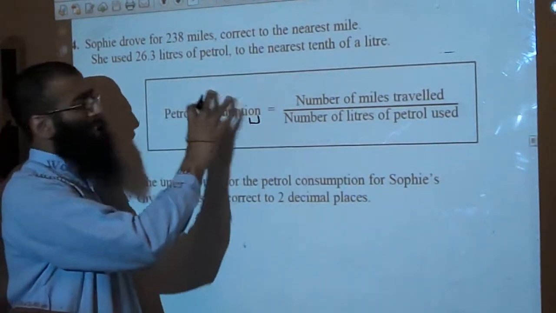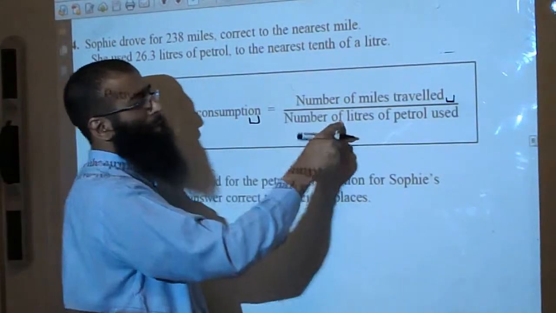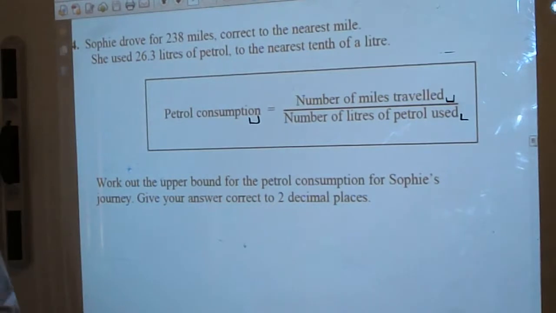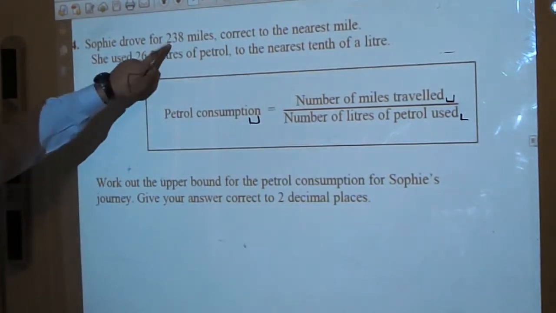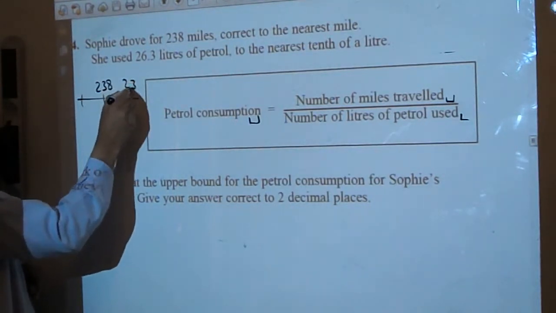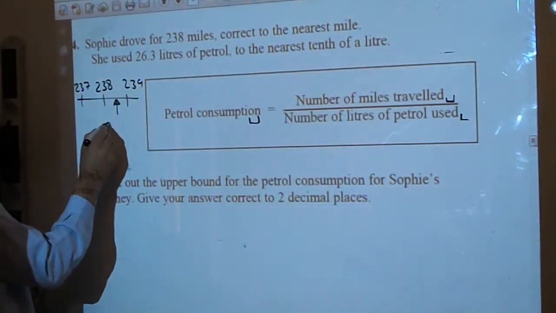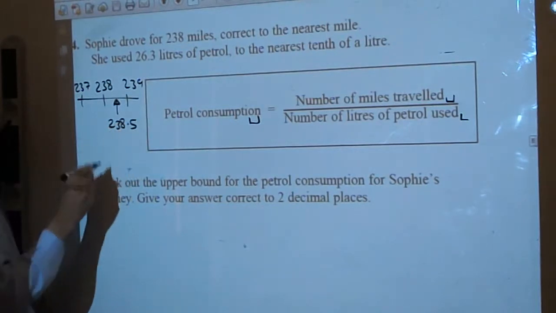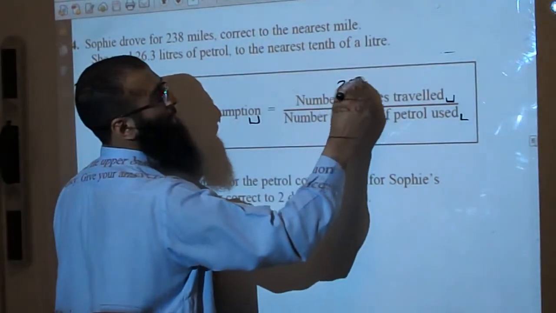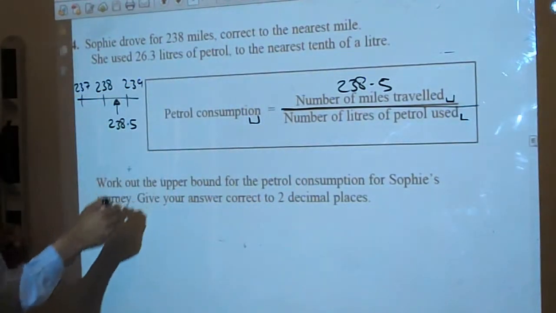Petrol consumption upper. To get the maximum answer here, when you have division, we use the maximum value on the top divided by the smallest value on the bottom. That's what you have to understand first. So now we need to work out the maximum value, which is going to be halfway between here and there, which will be 238.5. That's for the miles. So 238.5 goes on the top, and I divide by the number of litres, which is 26.3.